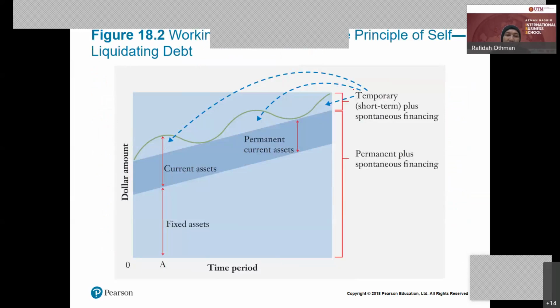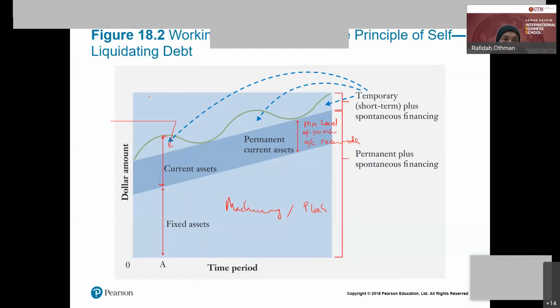It is actually when you have this permanent or fixed asset. All right, so this is permanent current asset, and this is a fixed asset. So meaning that here is your machinery, plant, okay. This permanent current asset is the minimum level of inventory and account receivable. Okay, right? And this is a current asset, total current asset, inclusive of this temporary.